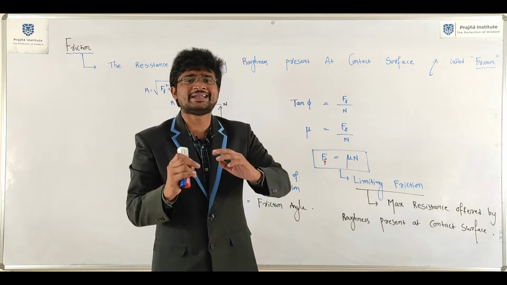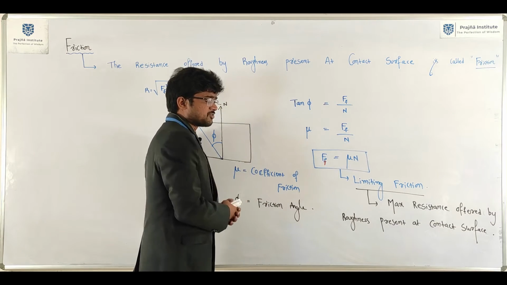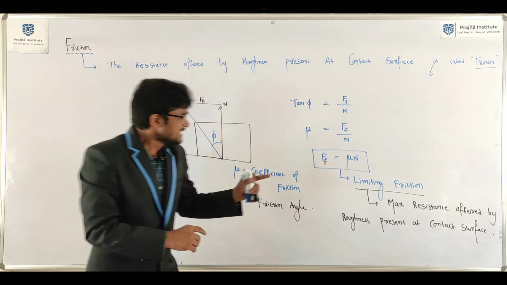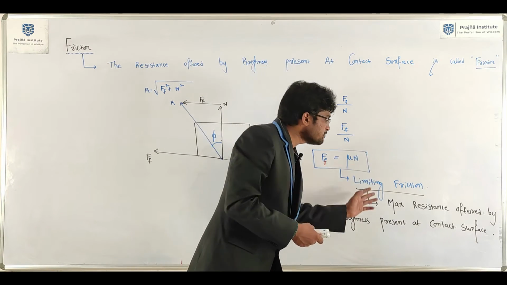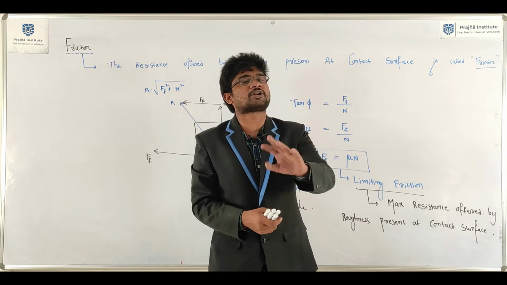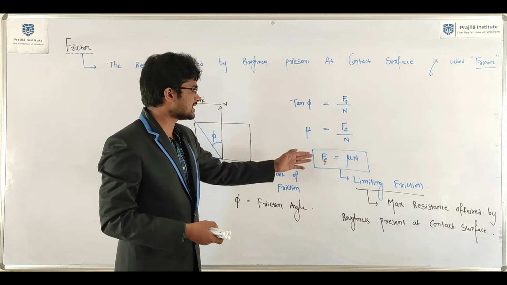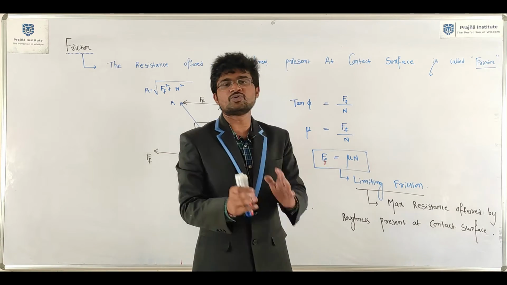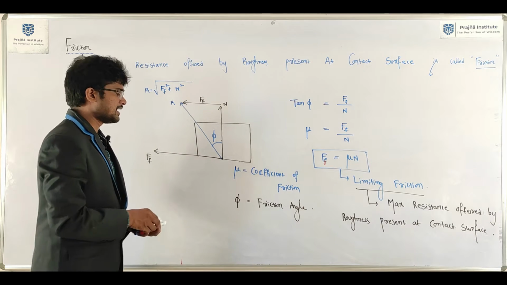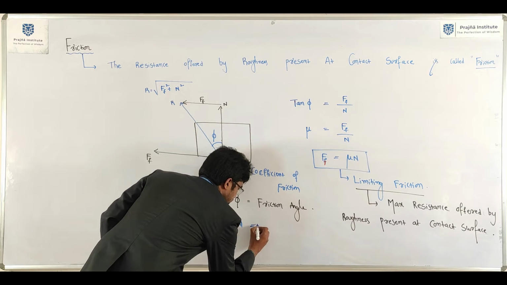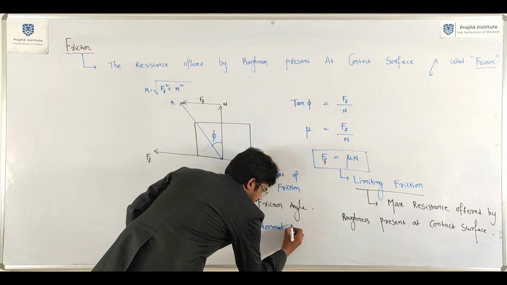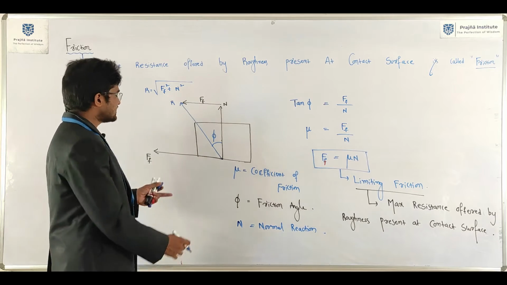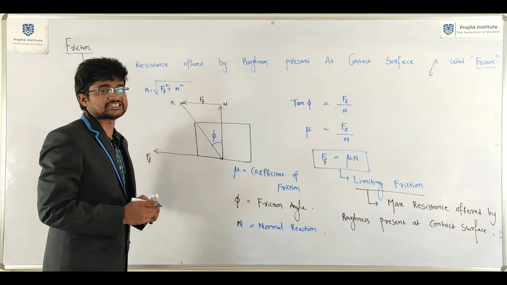At every moment, the roughness present at the contact surface is offering some resistance, so that is normally called friction. Limiting friction means the maximum resistance capacity of the roughness present at the contact surface. The expression for limiting friction is mu N. N means normal reaction. So here R is the resultant between the frictional force and the normal reaction.